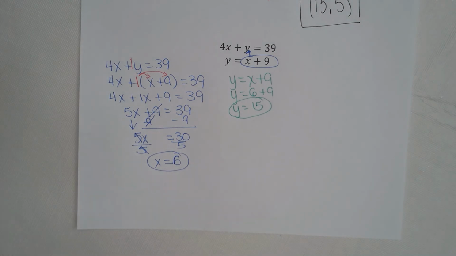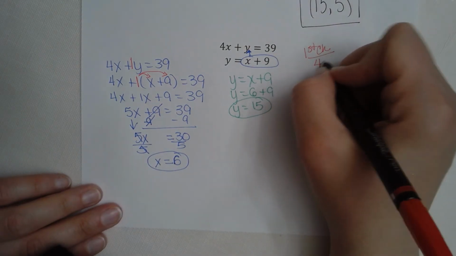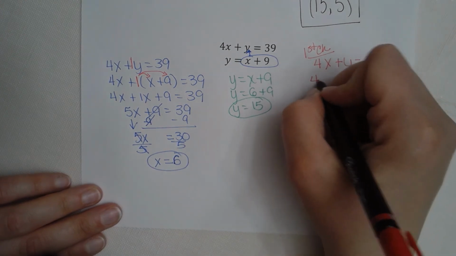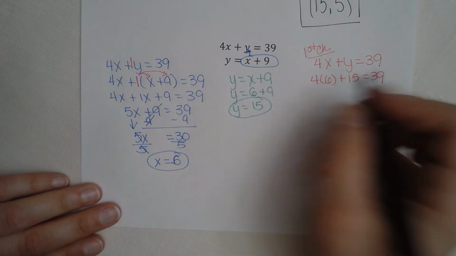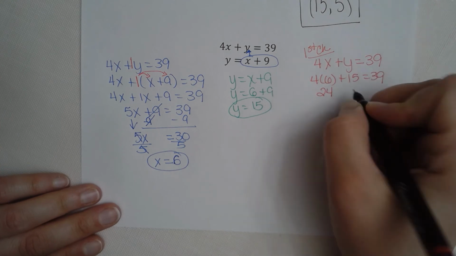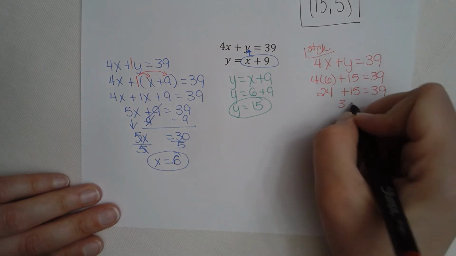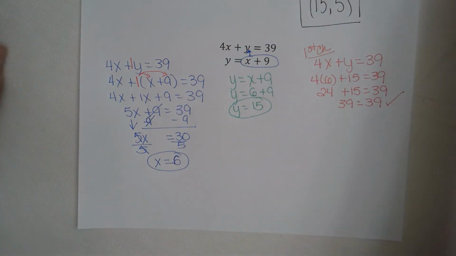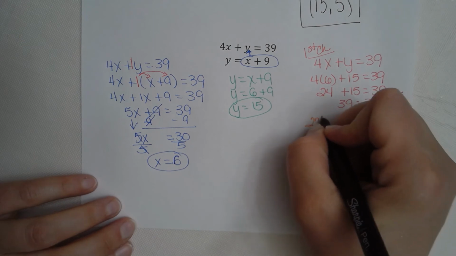So now that I have my x and my y, I am going to check. I'm going to do the first check, and that's going to be with the first equation. Make sure it's always the original equation. 4 times 6 plus 15 equals 39. 4 times 6 is 24 plus 15, 39. 24 plus 15, 39 equals 39. So that one checked. And now we're going on to the second equation, or the second check.